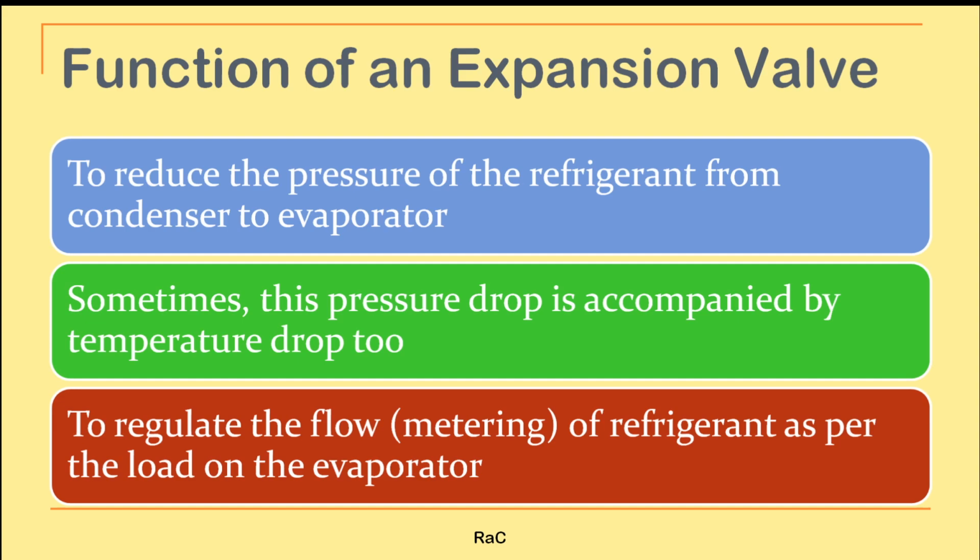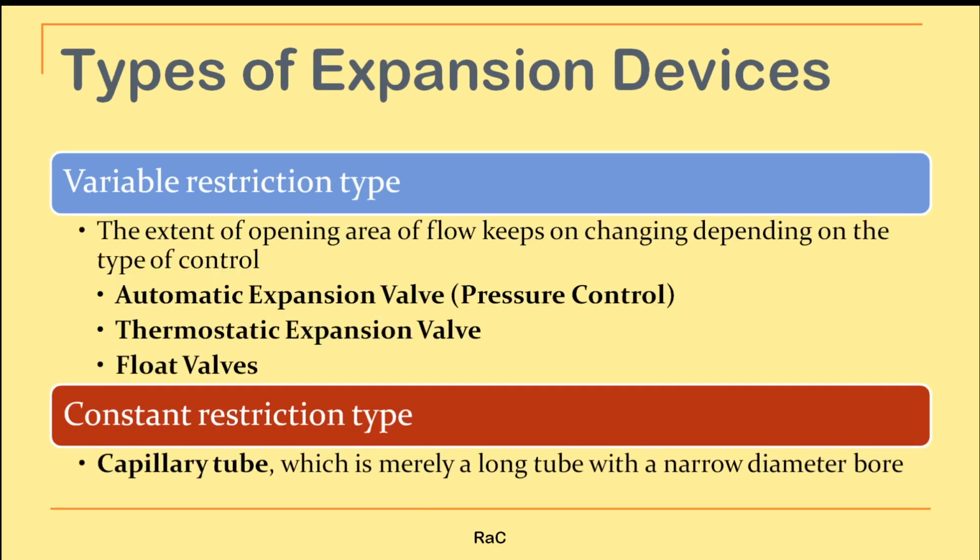The second function is to regulate the flow. A metered quantity, only a specified quantity depending on the requirement in the evaporator, needs to be supplied. That is also taken care of by the expansion device used. Now there are two major types of expansion devices: variable restriction type and constant restriction type. In most of our household refrigerators, we can see the constant restriction type, that is the capillary tube, which is a narrow long tube. On the other hand, under the variable restriction type, you have the automatic expansion valve, thermostatic expansion valve, and float valves.